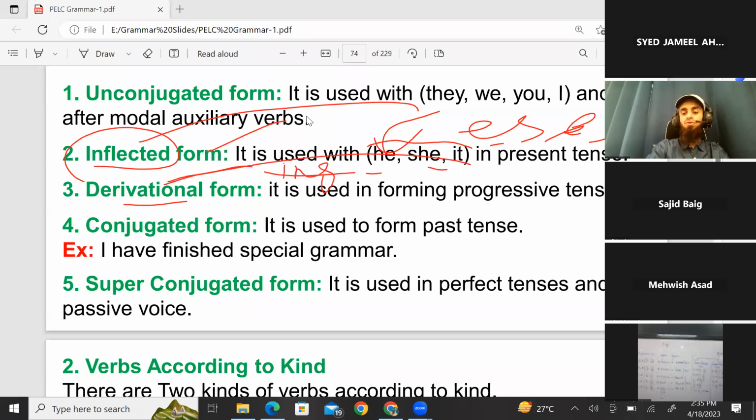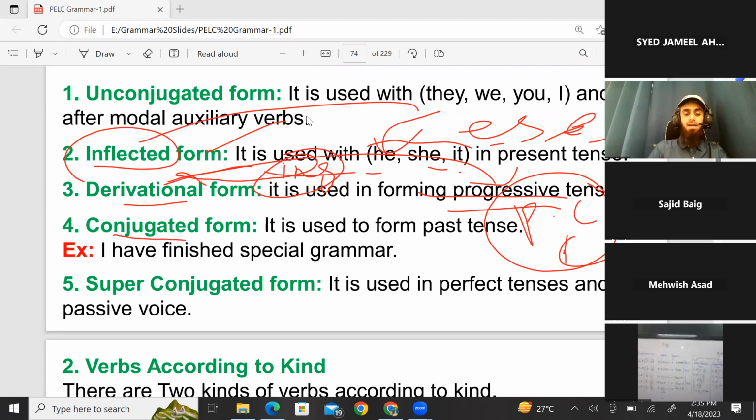The -ing form is used in progressive tense. Progressive means when something is in progress, in a continuous form. The continuous tenses are called progressive tenses, right? And for the continuous process, you will use -ing words, -ing verbs, right?